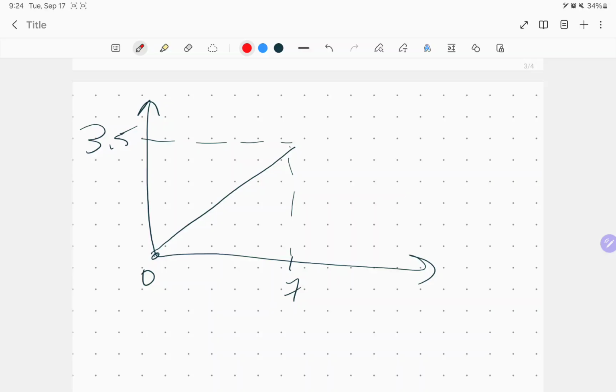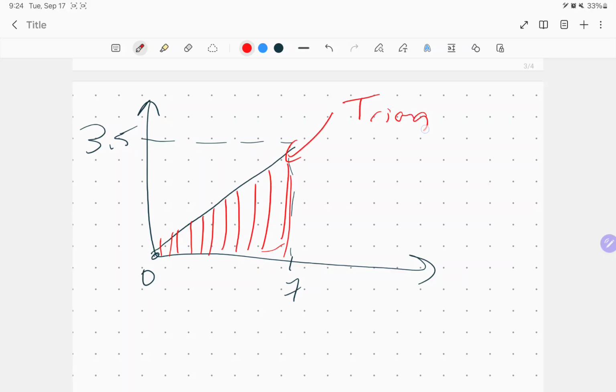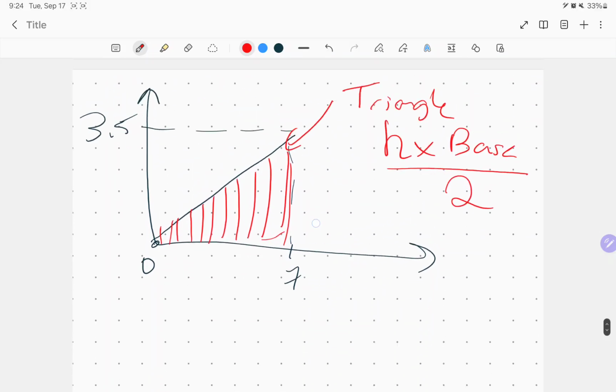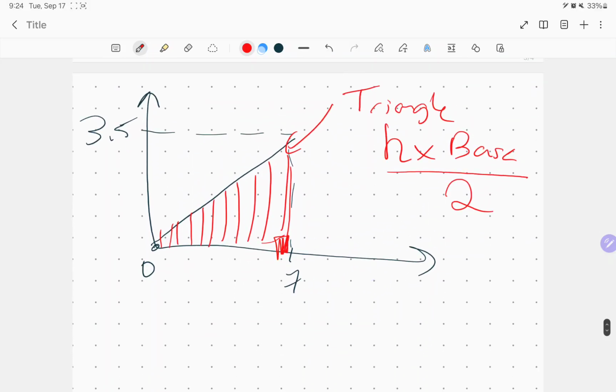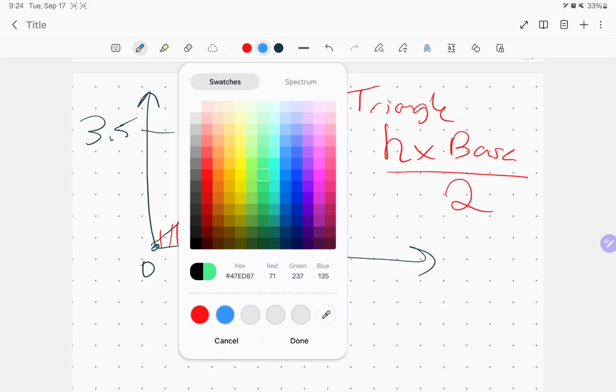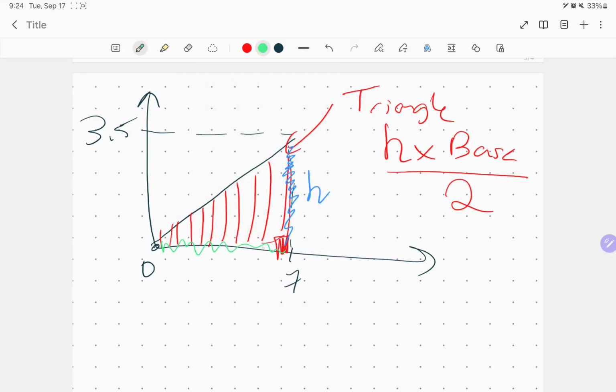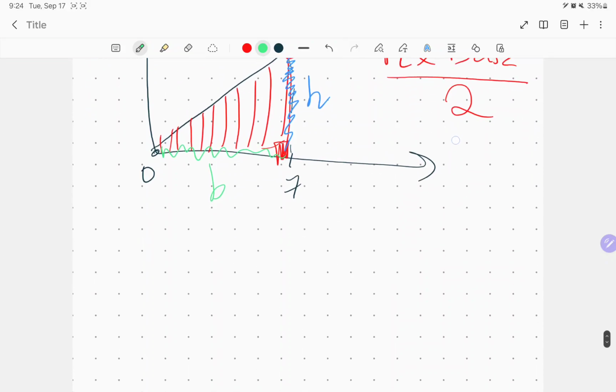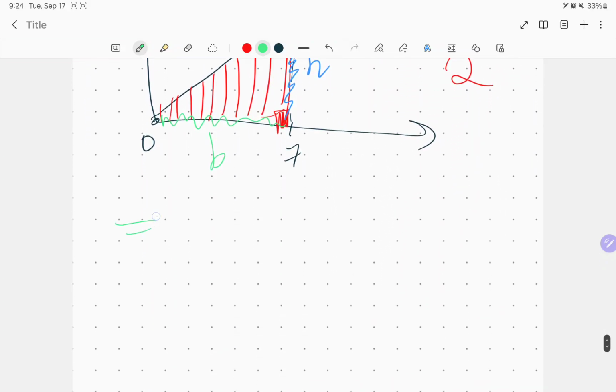So take a look. I want the displacement under the graph. I take only the region between the graph and the x-axis. As you can see, this looks like a triangle. What is the area of a triangle? Height times base divided by 2. This part of the graph can represent height, and this part can represent base, and divide by 2.